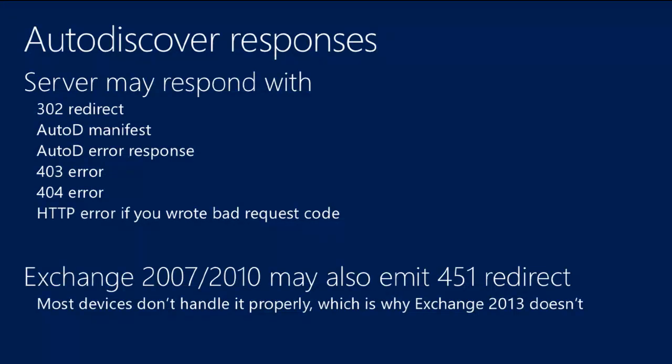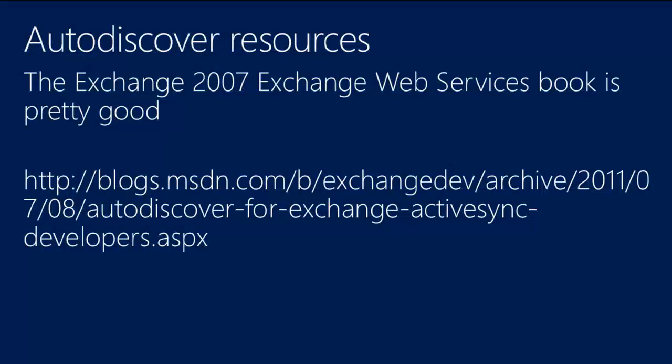Okay, I mentioned the 451 redirects. Those are dead and gone, thank goodness. The Exchange 2007 Exchange Web Services book is pretty good, and you can get it inexpensively on Amazon. As far as I know, there is not a 2010 or 2013 version of the book, which is too bad, really. And then this long URL, which will be available in the slides, has got a really comprehensive guide to everything you need to know about using autodiscover if you're writing applications using Exchange ActiveSync.